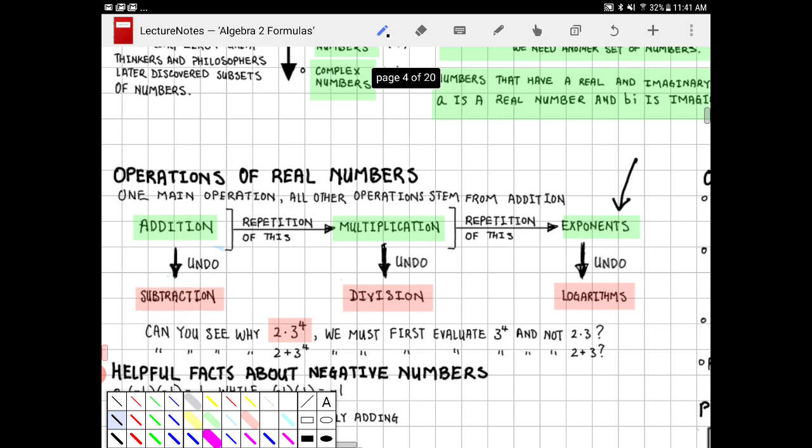And then similarly, can you see why we have to perform the exponent before the addition? It's pretty much for the same exact reason. Because we are so far down the order of operations, we have to perform that first before we can do the lesser ladder of operations.